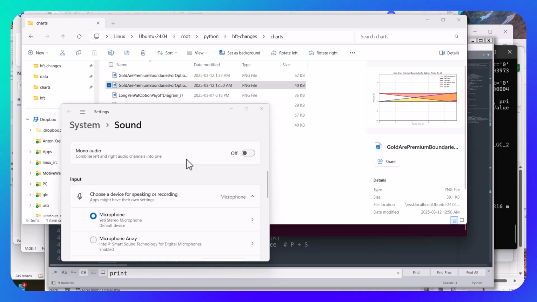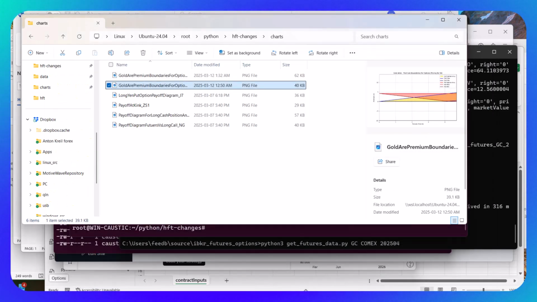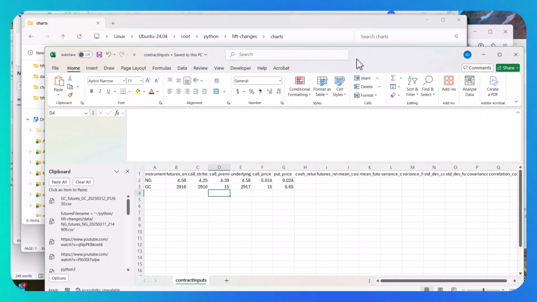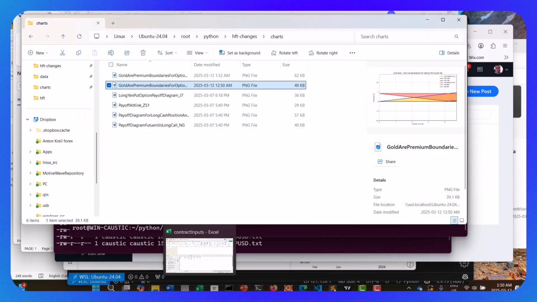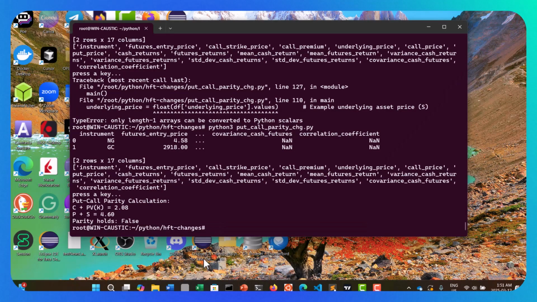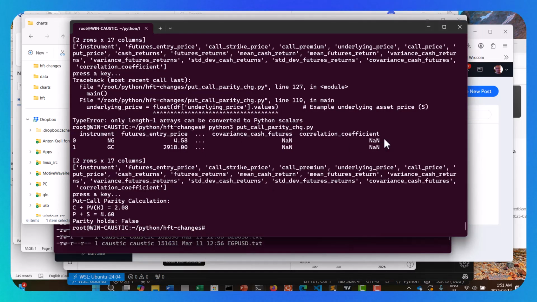quantlabsnet.com. In this video, I want to show you two very critical things when it comes to high frequency trading. The first one we are going to look at is the put call parity. This is a critical item which measures the equilibrium of the future or a commodity.